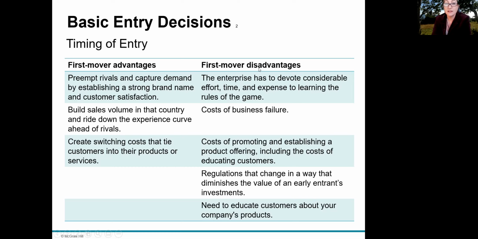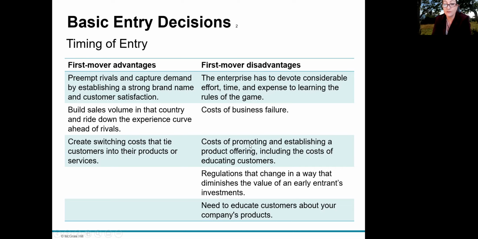But I mentioned that there's disadvantages. So the disadvantages include having to devote considerable effort, time, and expense to learning this market because it hasn't been done before. If you're a first mover, then this is new territory. So you're increasing the risk and the costs of business failure in being a first mover.